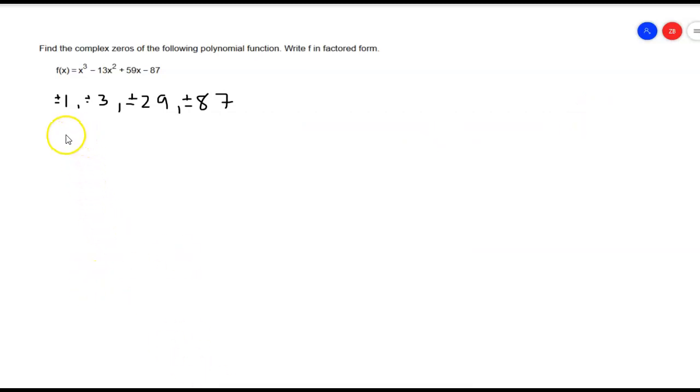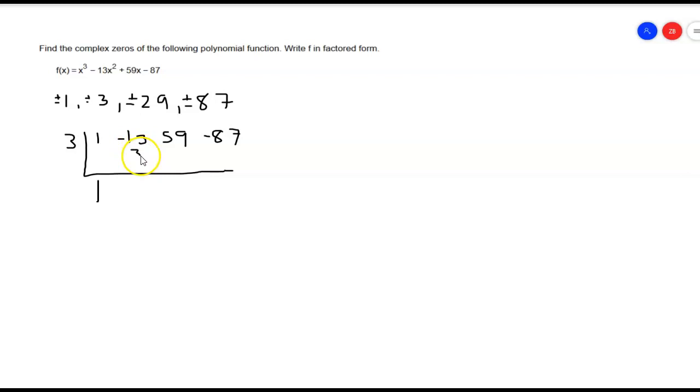So remember synthetic division. I'm going to go ahead and put the 3 here on the outside. And then I'm going to put the coefficients from my third degree polynomial right here. So 1, negative 13, 59, and negative 87. And the idea here is that when we pull this 3 out, we should get a second degree polynomial that we can use.